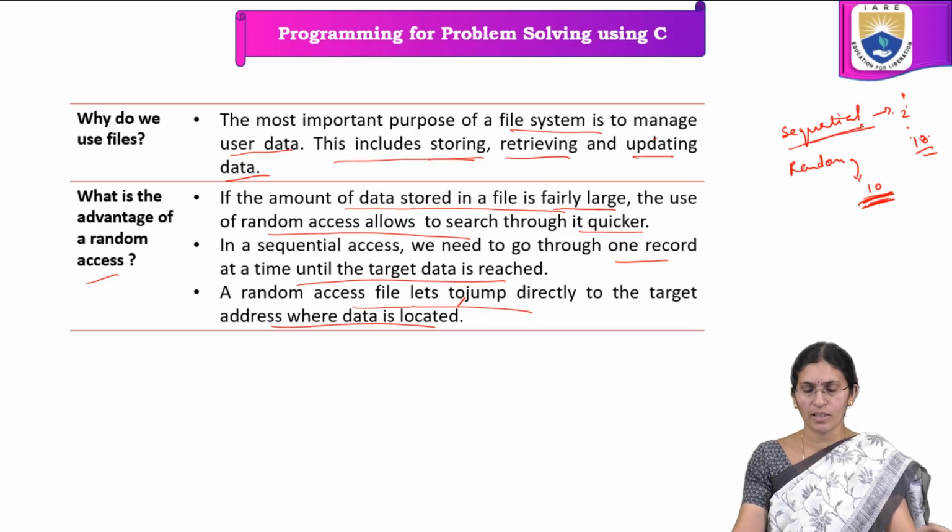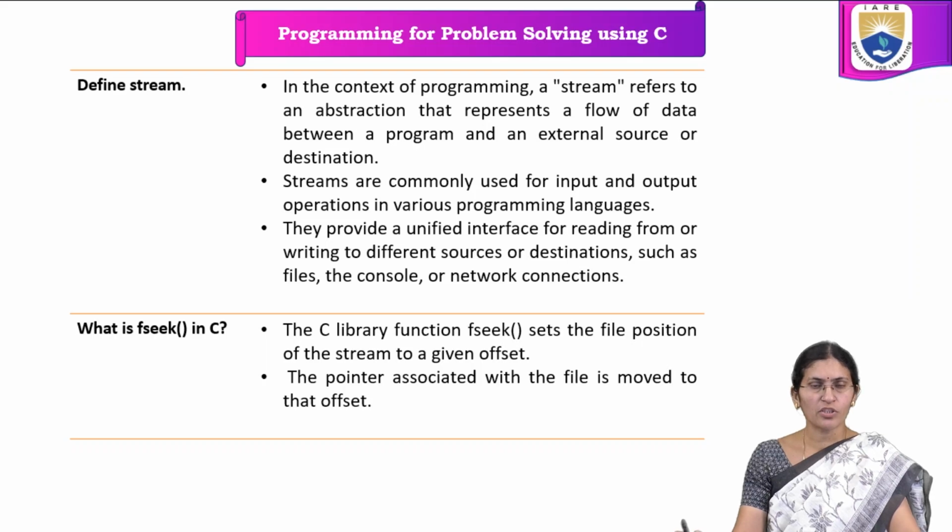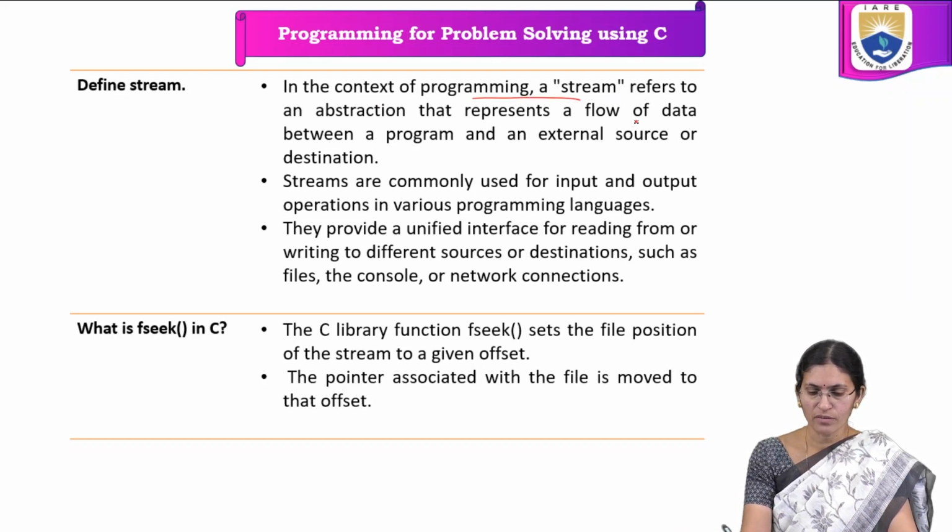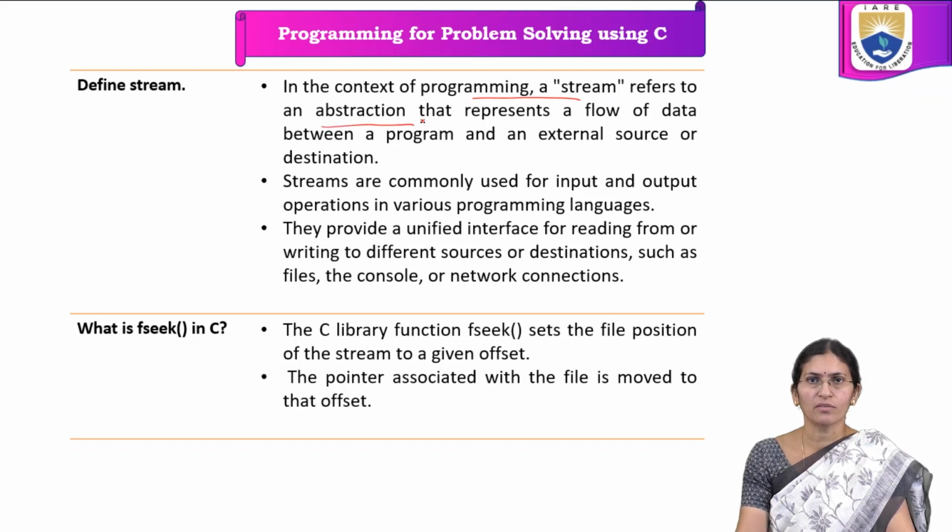The next definition is stream. So what is a stream? In the context of programming, a stream refers to an abstraction. It is an abstraction that represents the flow of data between a program and an external source or destination.